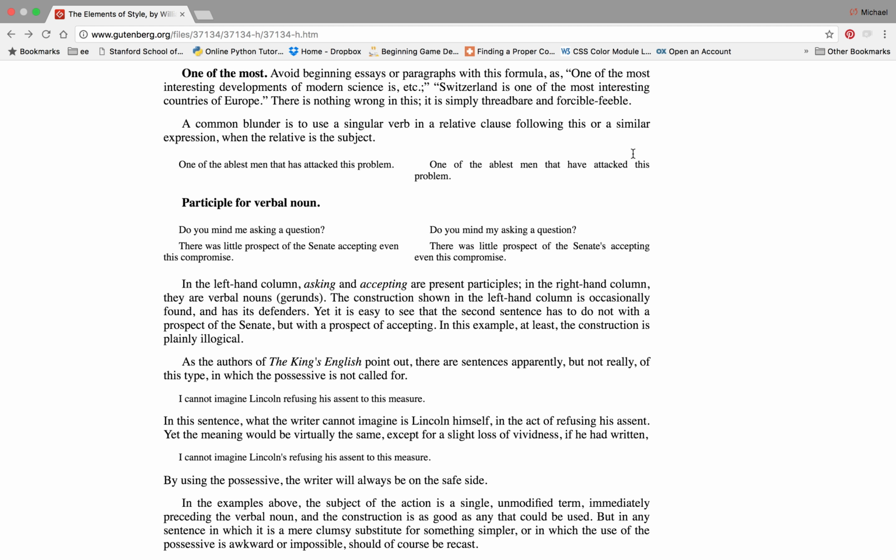Switzerland is one of the most interesting countries of Europe. There is nothing wrong in this. It is simply threadbare, enforceable, feeble.